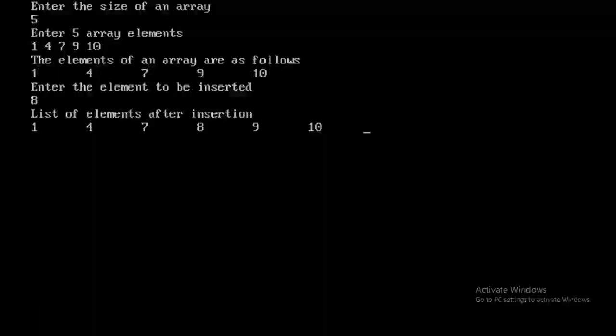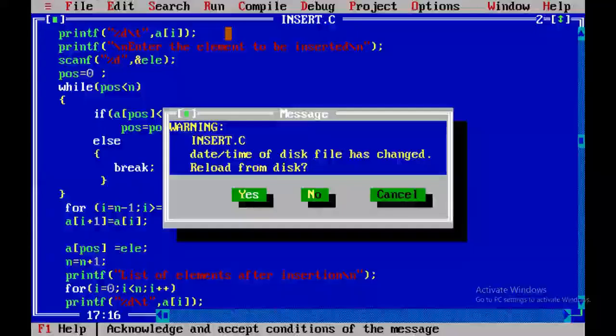See here, after performing the insertion operation, the element 8 is inserted at its appropriate position. The list will still be in order, that is in ascending order. The elements of the list after insertion operation are 1, 4, 7, 8, 9, 10. So this is about this program.